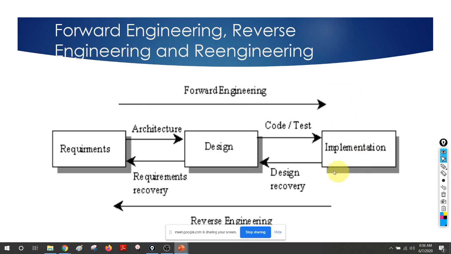Then we can do the reverse process also. That is, by looking at your product, we try to understand what the design needs are, and what kind of requirements they have tried to cater to. Very rarely do we have to do that, but if we are doing that, we call it reverse engineering. So that is a reverse process.